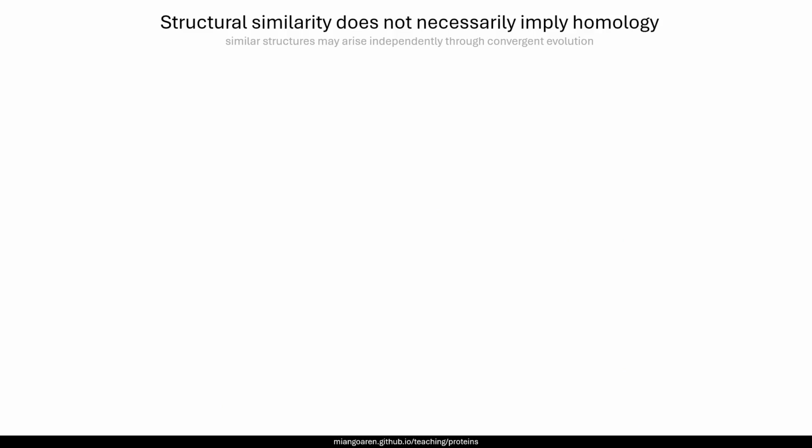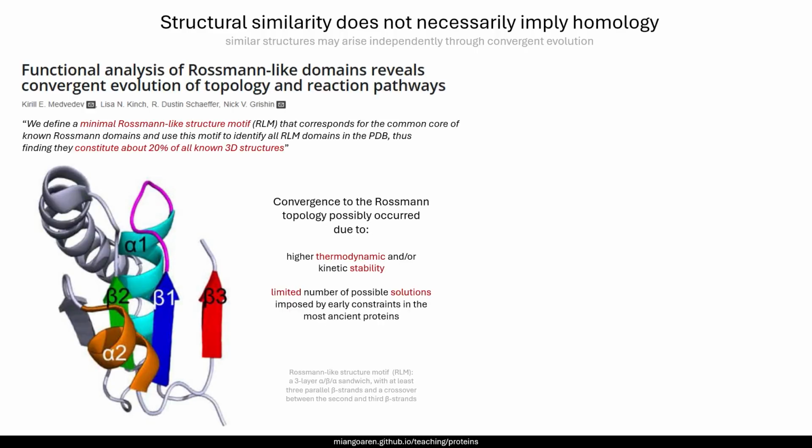Another point that is also relevant to consider is that structural similarity does not necessarily translate directly to homology relationships. This may be because similar structures can even arise independently through convergent evolution events. Here, one of the perhaps most surprising cases is one of the most abundant folds that we know of, called Rossmann. In this particular research, the authors define what would be the minimum structural signature that we can associate with this type of Rossmann fold.